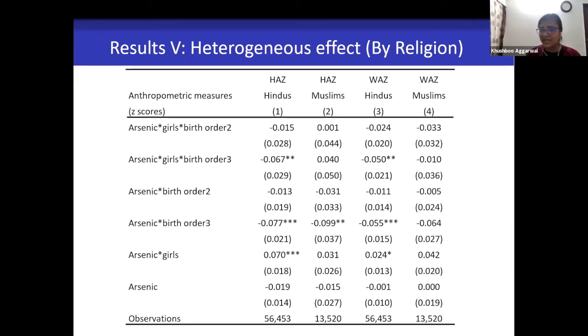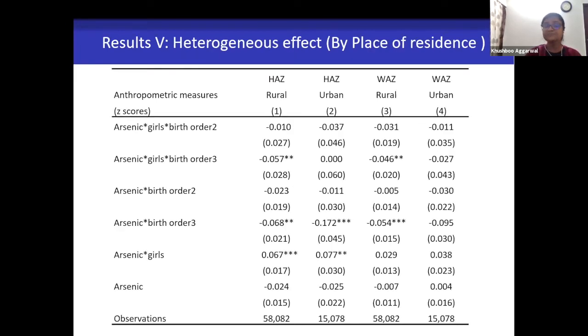This is primarily because of the several patrilineal or patrilocal practices that are heavily followed by the Hindu community, unlike the Muslim community. Now, our last set of results mainly classify the sample on the basis of rural-urban status.